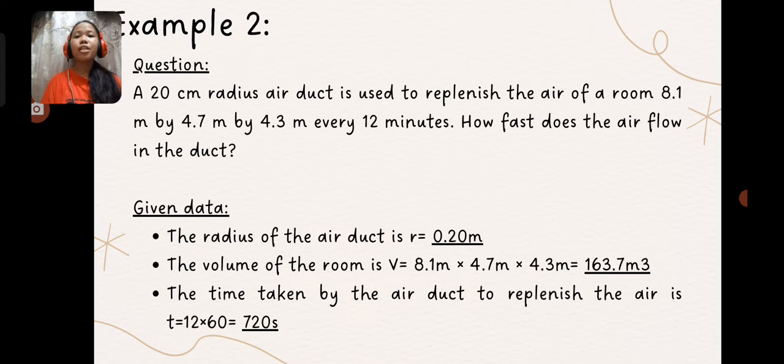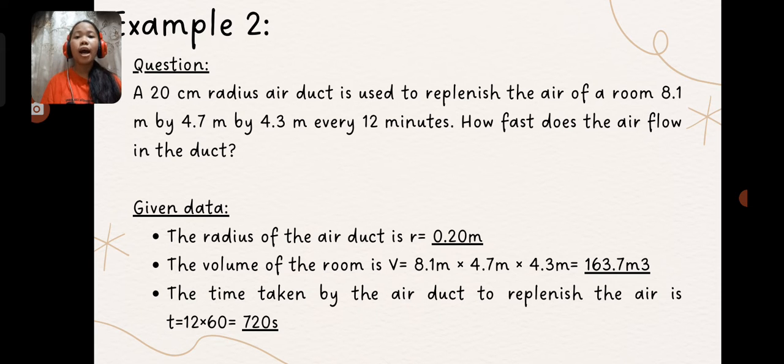Question. A 20 centimeter radius air duct is used to replenish the air of a room 8.1 meters by 4.7 meters by 4.3 meters every 12 minutes. So the question is, how fast does the air flow in the duct? The given data are, the radius of the air duct is radius equals 0.20 meters.